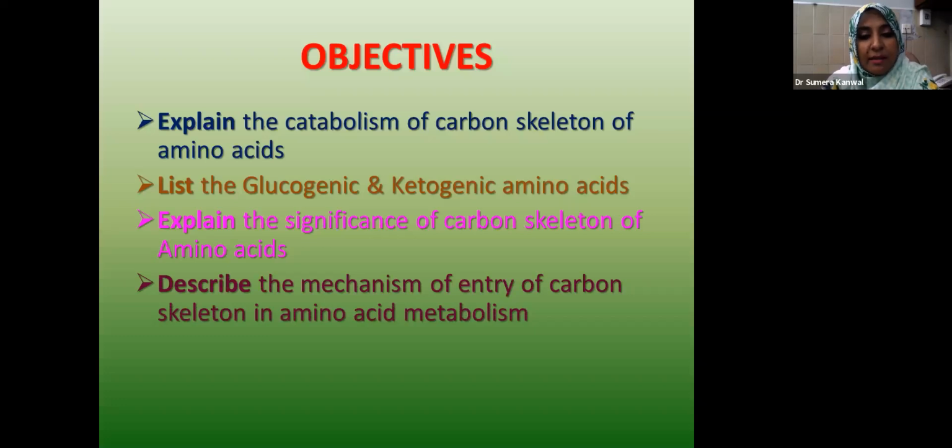Describe the mechanism of entry of carbon skeleton in amino acid metabolism. This carbon skeleton, which is coming from the degradation of amino acids, is not considered as a waste product. Okay, it is biologically significant. That's why we are discussing this carbon skeleton here.